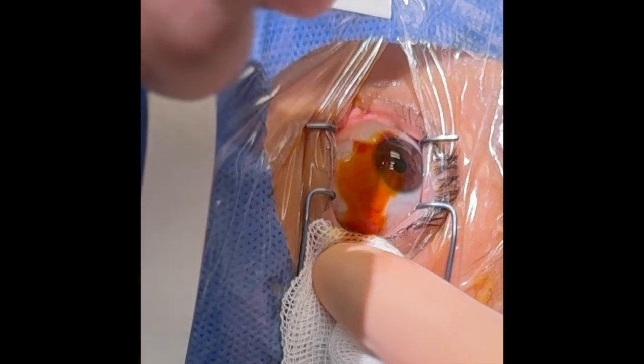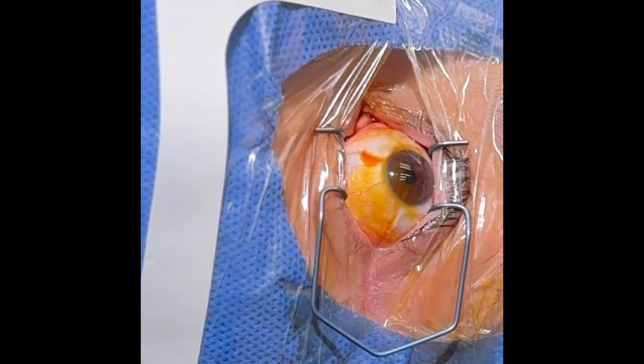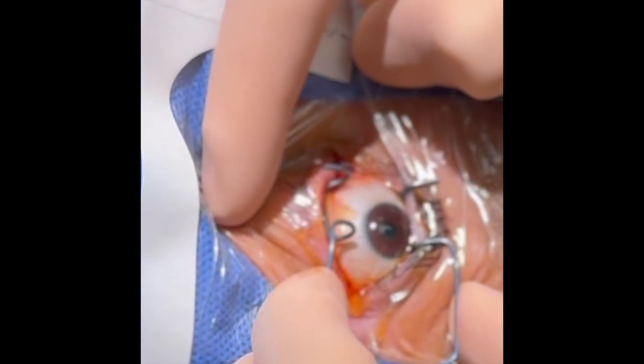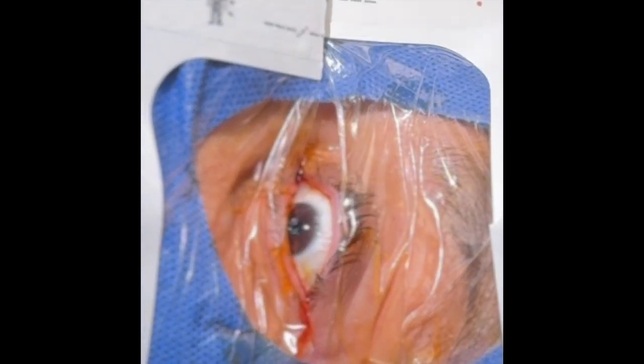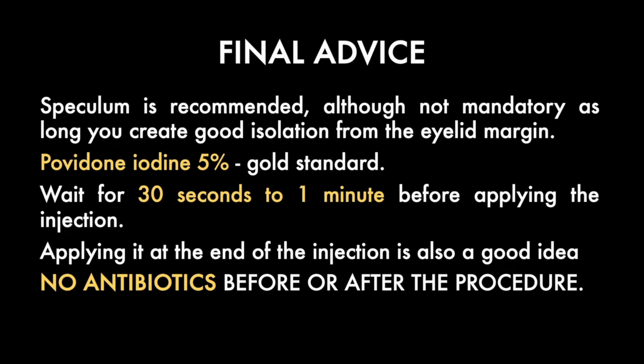Now, very important, the use of antibiotics is not recommended. Several studies advise against using antibiotics before or after the injection. I only apply another drop of 5% povidone at the injection site, and then only give lubricant drops for the next 7 to 10 days to my patients. Whether you isolate the eyelashes manually or prefer not to use a speculum, that's fine, as long as you create good isolation from the eyelid margin. Tegaderm is also a good tip if you're not going to use the speculum.